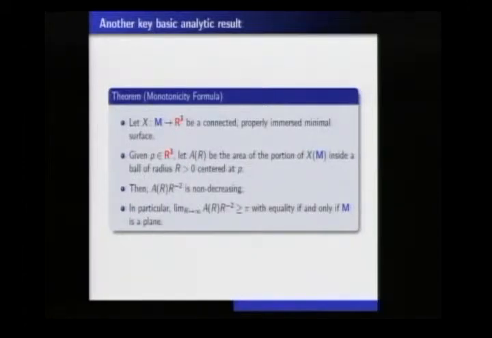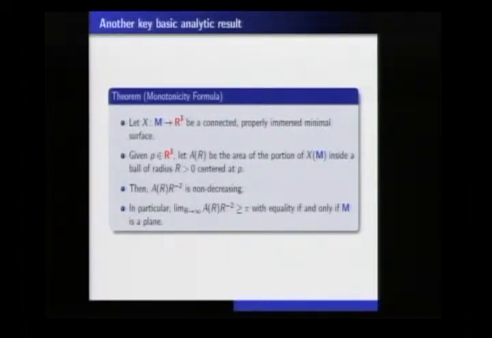Okay, another key technical result is what's called the monotonicity formula. If you look at a complete, connected, properly immersed (proper is important) minimal surface in R3, and you look at the area of the surface inside of a ball of radius r, then if you take the area divided by r squared, that's monotonically increasing.